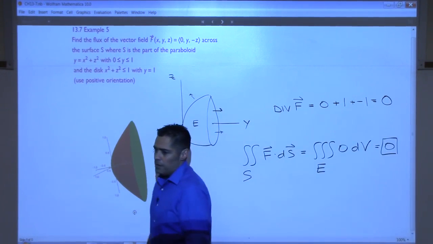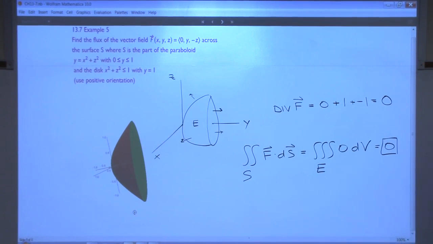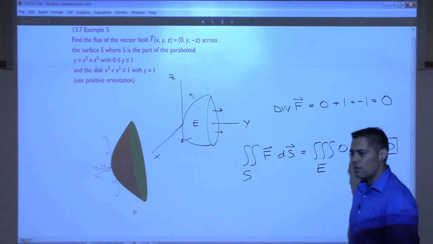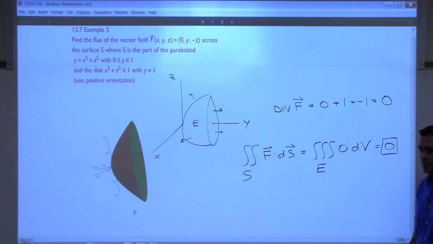That's a great question, all right? The question was, on the final, am I going to tell you which way to do it? Here's what I'm going to do. On the flux problem, I'm going to do a flux over a surface that does not enclose a solid, so you can't use the div. You can't use a divergence theorem, all right?